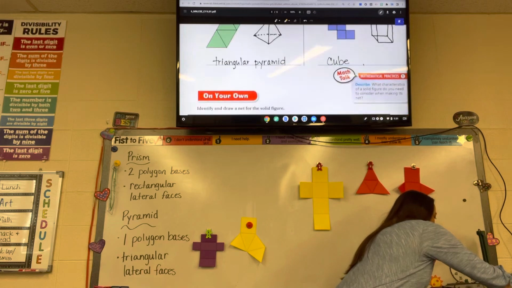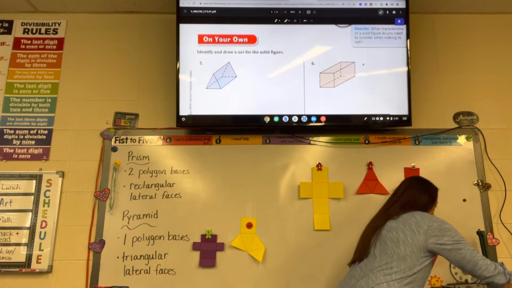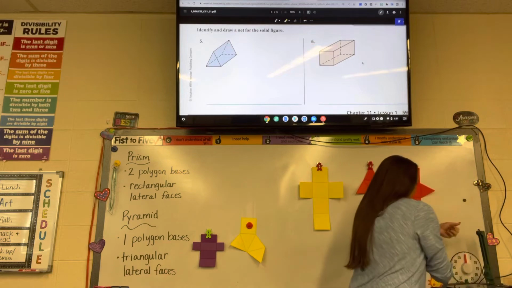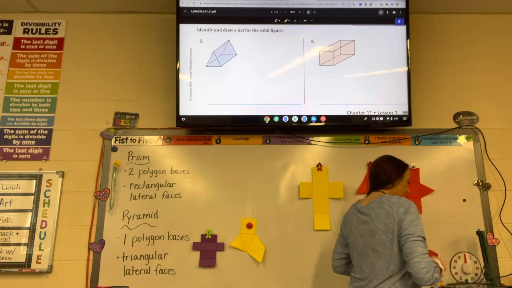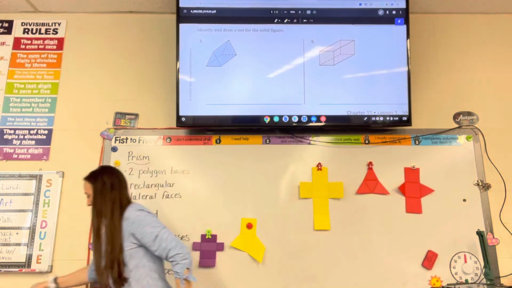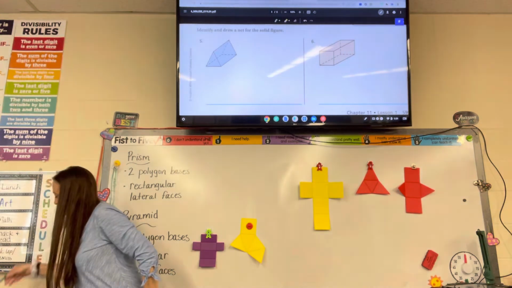And I'll put all this up at the end. I'm moving kind of fast, I know. Identify and draw a net for the solid figure. What is the solid figure on number 5? I'm going to pull a stick to have you tell me.